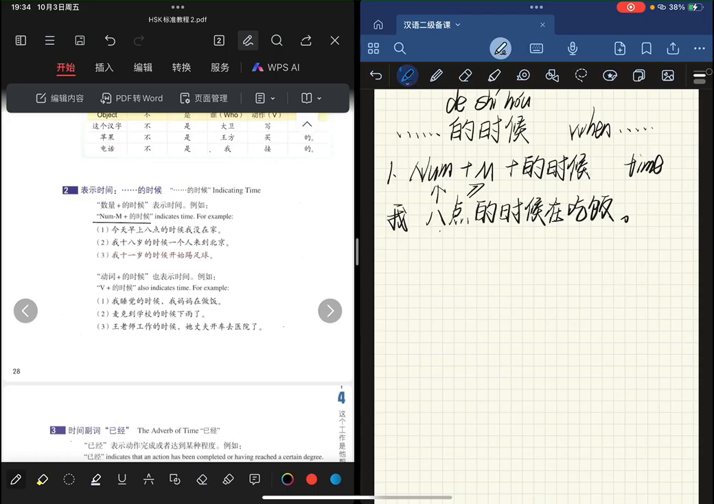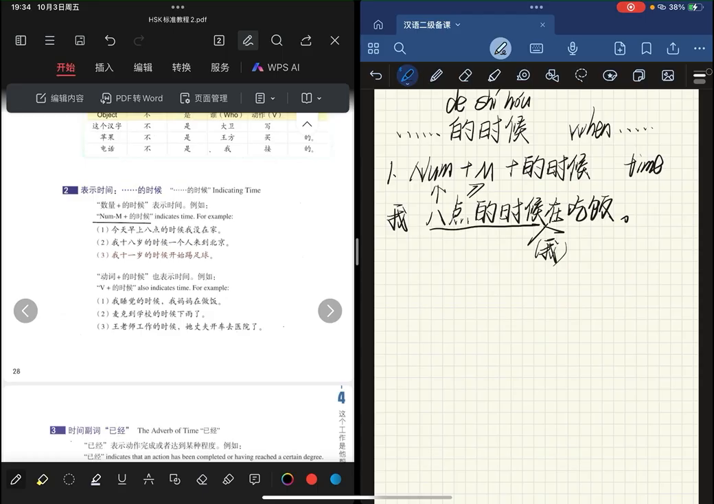So, what was I doing at 8 o'clock? I was eating. 我8点的时候在吃饭。Or 8点的时候我在吃饭。So 8点的时候 is used as the time of the verb, and we can put it before the verb, or we can put it at the beginning of the sentence. They have the same meaning. 8点的时候我在吃饭 or 我8点的时候在吃饭.